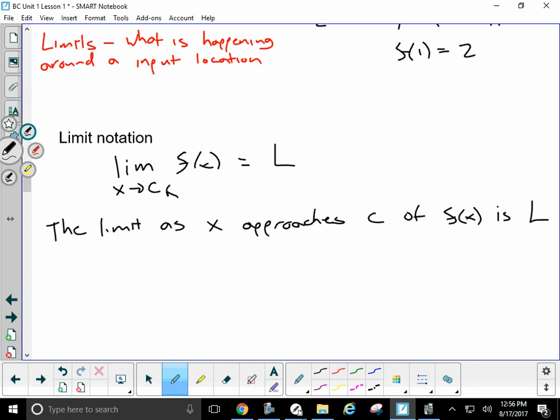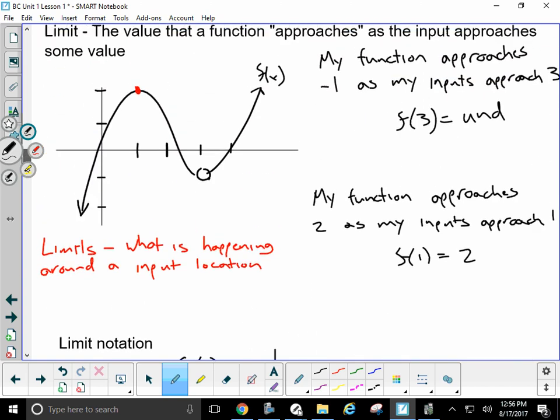This c is going to be a number. It's an x value. This L is going to also be a number. It'll be what you know as a y value. Okay, this x arrow c is as x approaches c. Now let's go back up here.